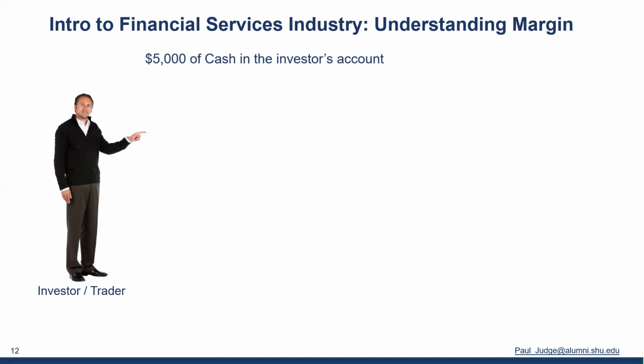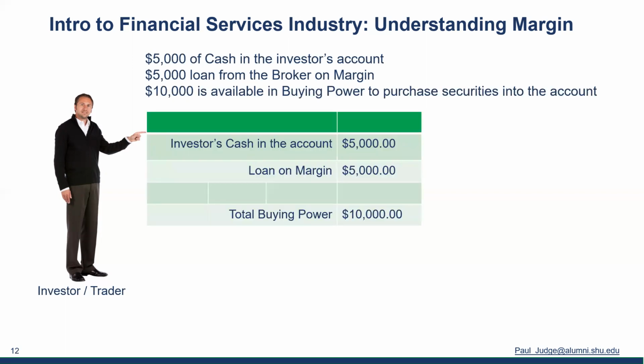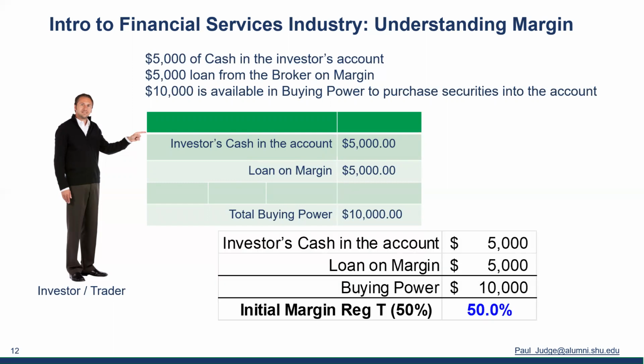So let's go through this example. We've got an investor, and this is the initial funding of a margin account and the initial purchases of securities. The investor puts $5,000 into the account, so the investor has $5,000 cash in the account. That means the investor can borrow from the brokerage firm up to $5,000. That gives them a total buying power of $10,000. So on the initial setup of the account, the buying power is $10,000: $5,000 is the investor's cash, and $5,000 is borrowed.